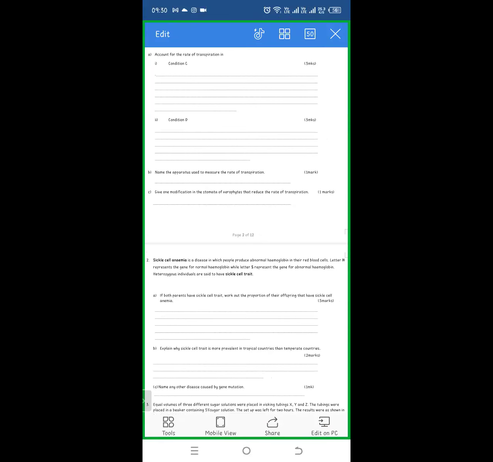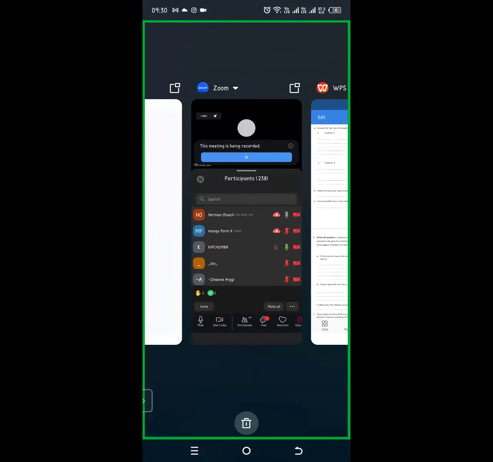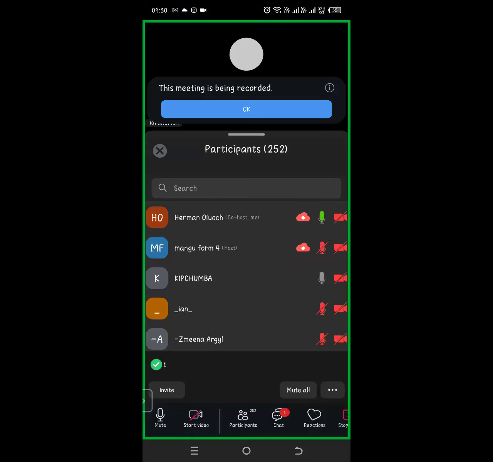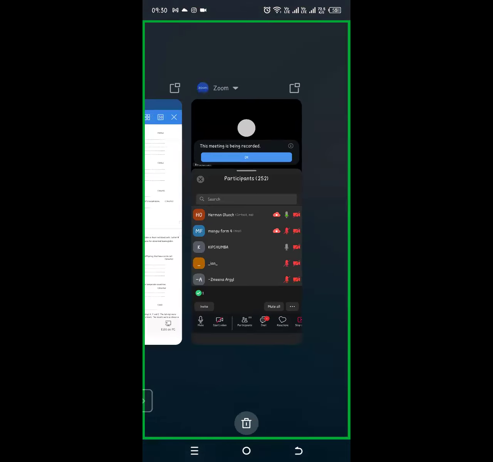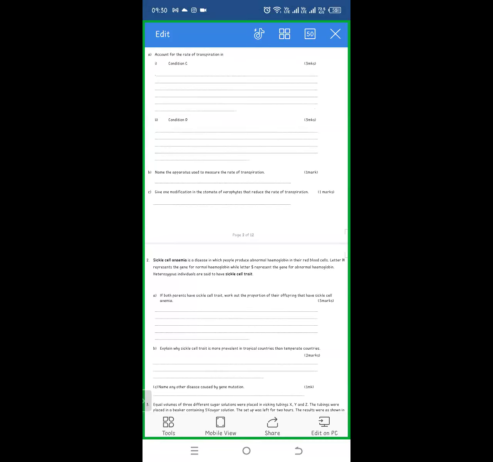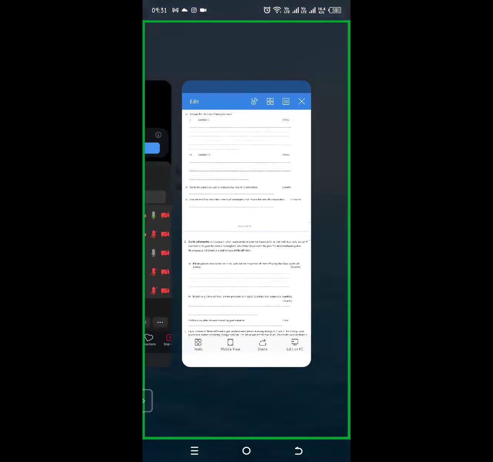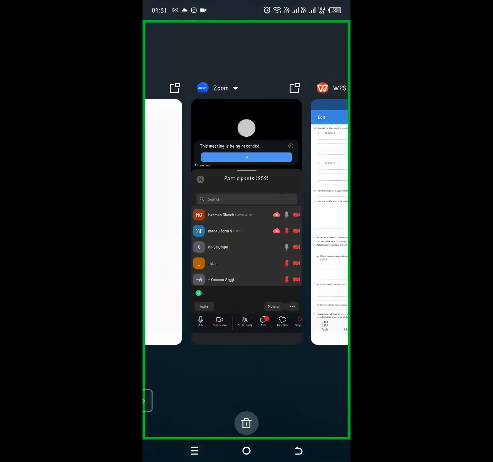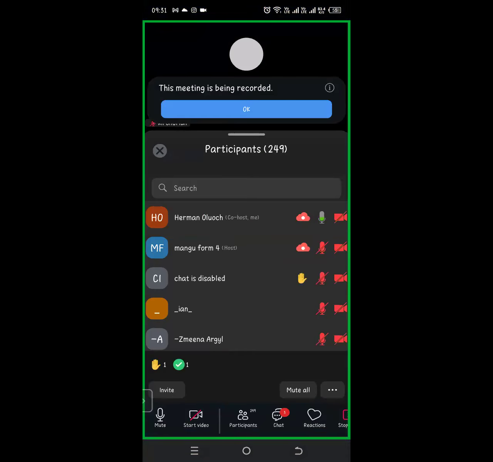For those who have done number 2, let us get your input. We were talking about parents that have sickle cell trait, meaning parents that are heterozygous for the trait. And we were told to work out the proportion of the offspring that will have sickle cell anemia. So who amongst us has done that cross, and maybe they have gotten the response?